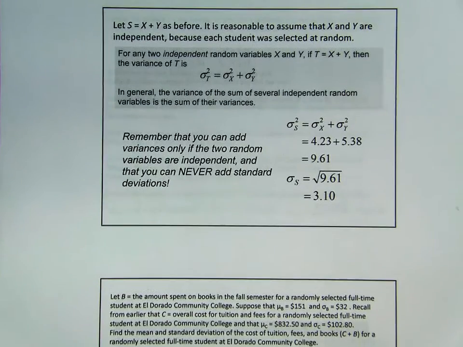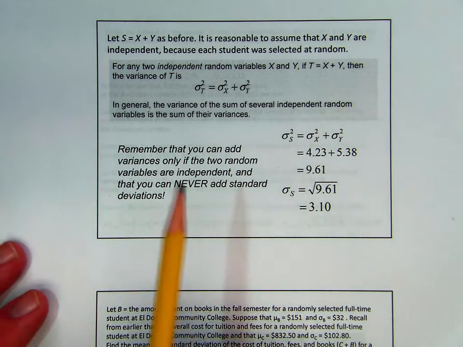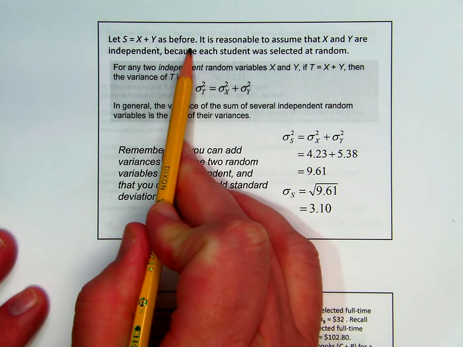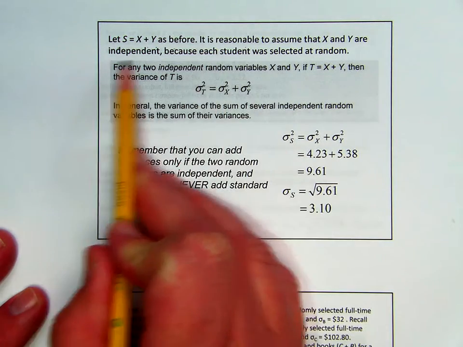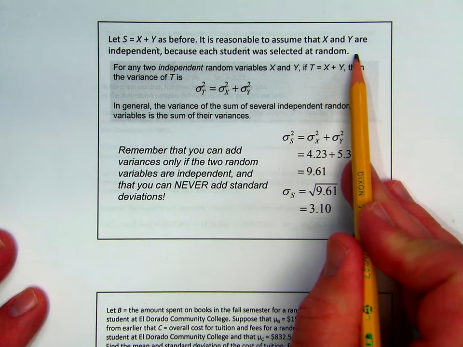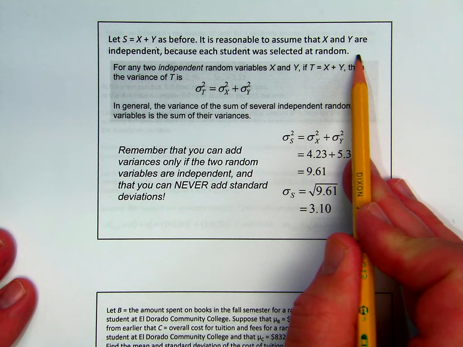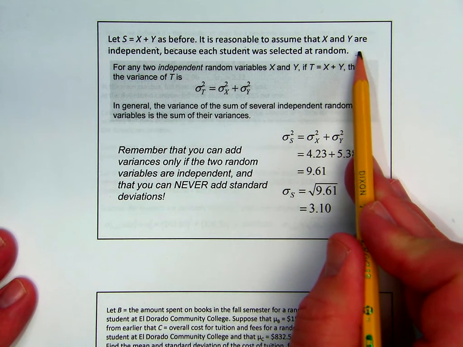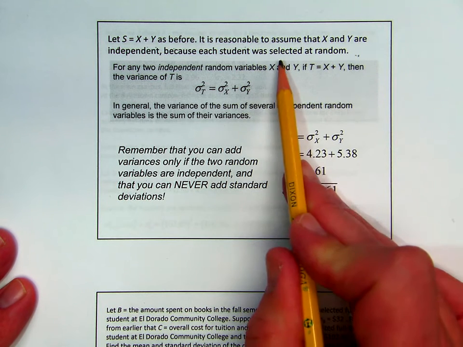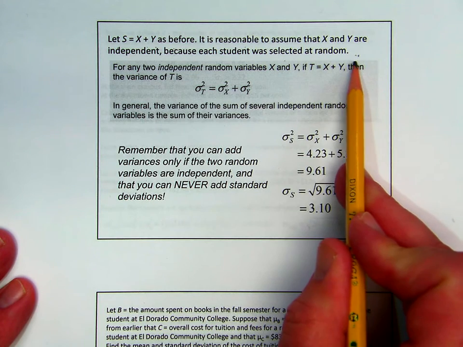All right, now let's address variability. Let S equal X plus Y as before. It is reasonable to assume that X and Y are independent because each student was selected at random. Well, that's kind of a cheesy example, selected at random from two different campuses. Knowledge of one person on one campus doesn't give us any knowledge about a person on another campus.